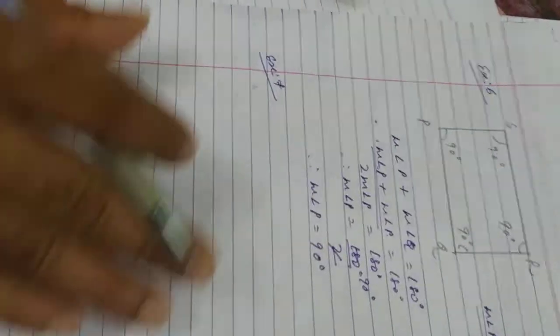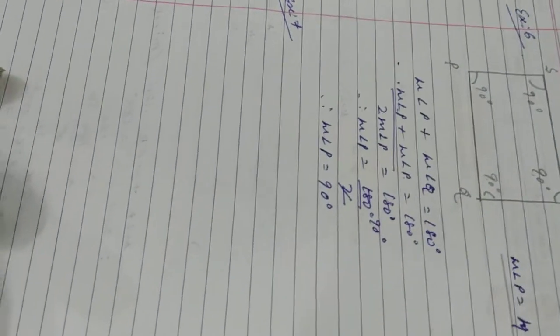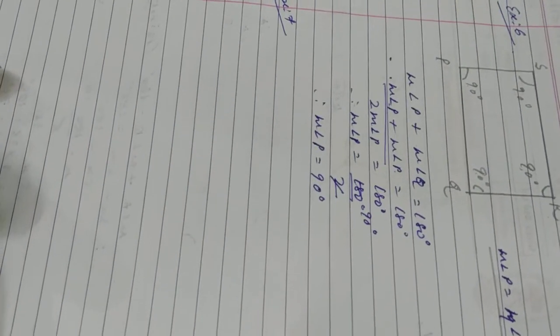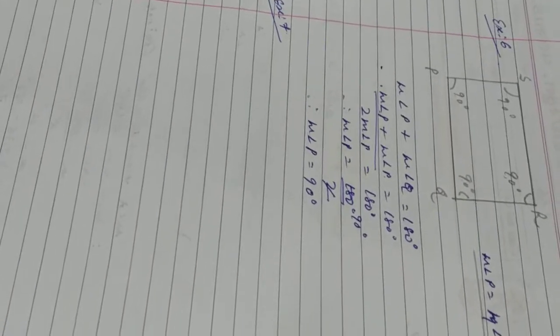Now example number 7. The adjacent figure HOPE is a parallelogram. Find the angle measures x, y, and z. State the properties you use to find them.